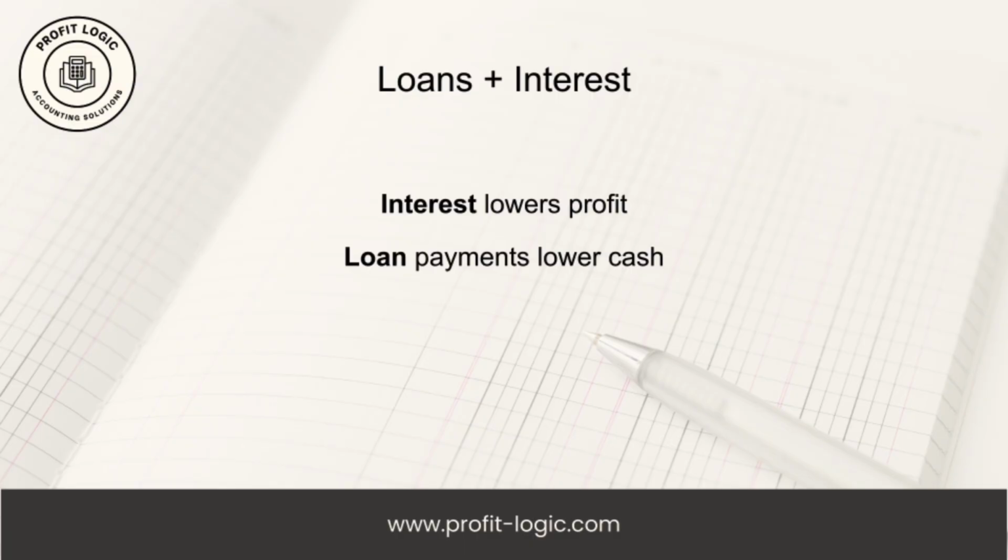Interest lowers profits, and loan payments on the principal lower cash. These are actually two separate transactions.